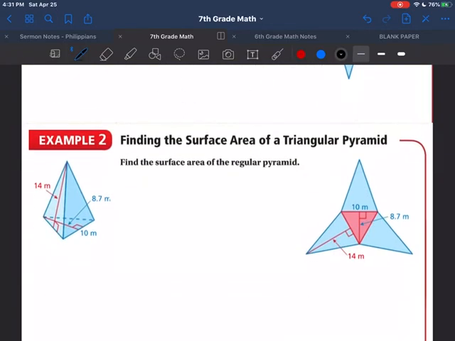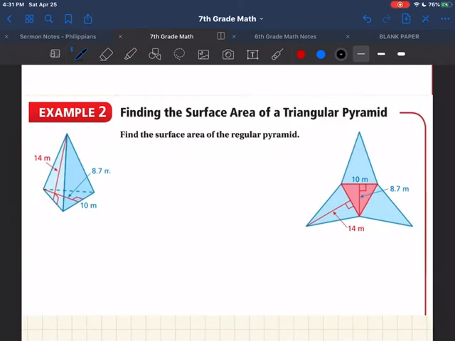Okay, and moving on. Find the surface area of the, again, the only thing regular pyramid means is that this, and this, or in this case this side, and the side you can't see in the back are all the same. Okay, so in this case we have 3. So we have surface area is equal to the base, and in this case it's a triangular base plus 3, the 3 faces.